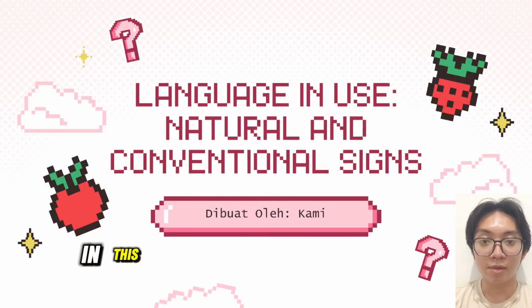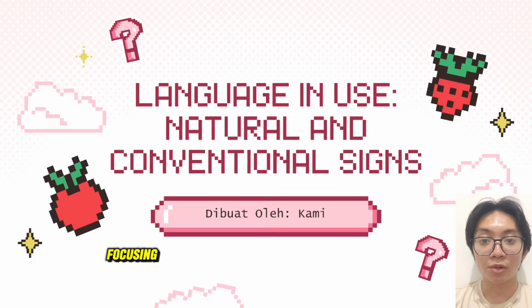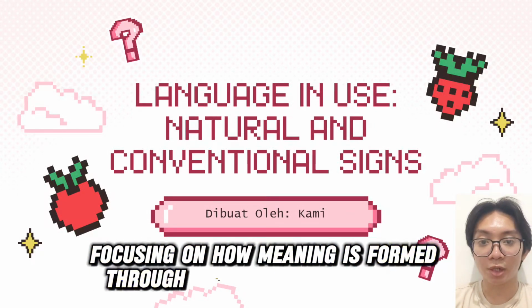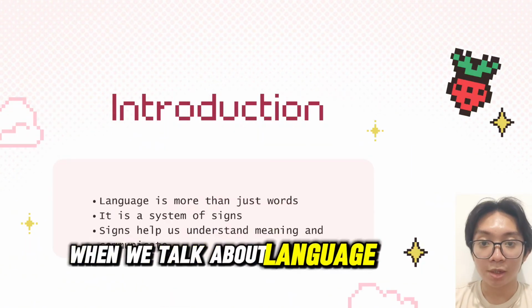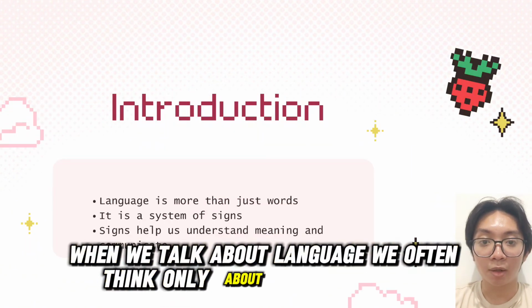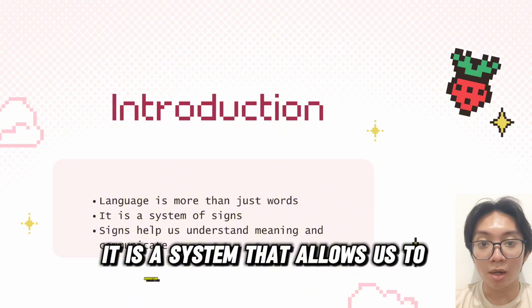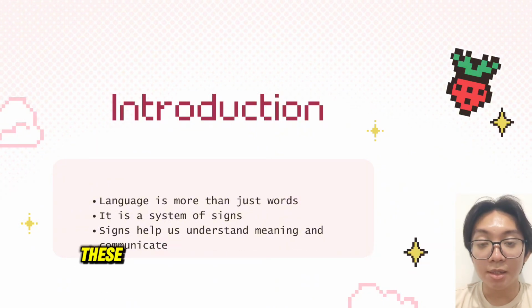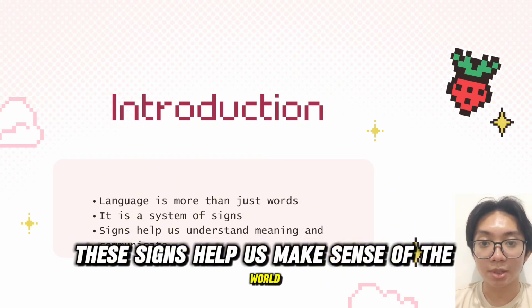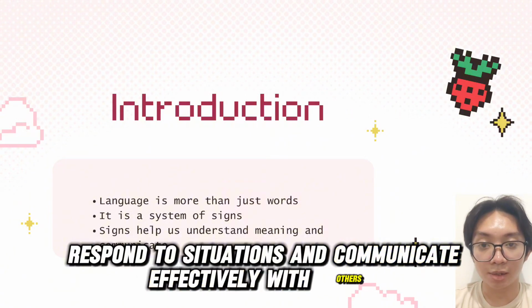Hello everyone. In this video, we are going to discuss language in use, focusing on how meaning is formed through signs in our daily lives. When we talk about language, we often think only about words. However, language is more than that. It is a system that allows us to understand and interpret meaning through various signs. These signs help us make sense of the world, respond to situations, and communicate effectively with others.